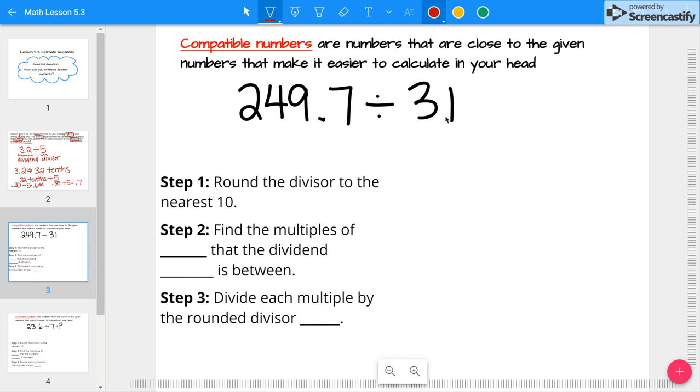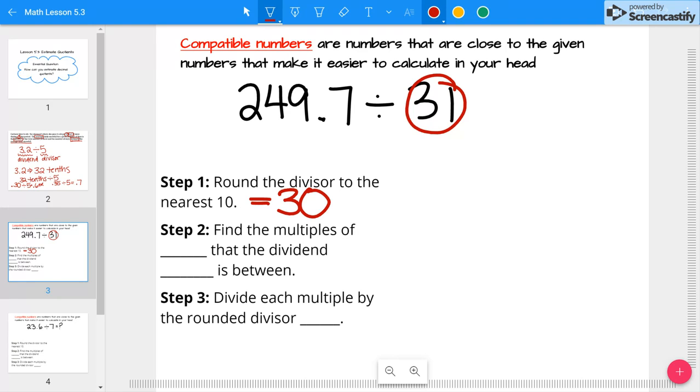So I can think back to chapters ago when we worked with compatible numbers, and I can think about my 3 steps. So my first step is to round the divisor to the nearest 10. So this is my divisor, the 31. If I round it to the nearest 10, that would make that number 30. Because remember, the nearest 10, your number is ending in a 0.